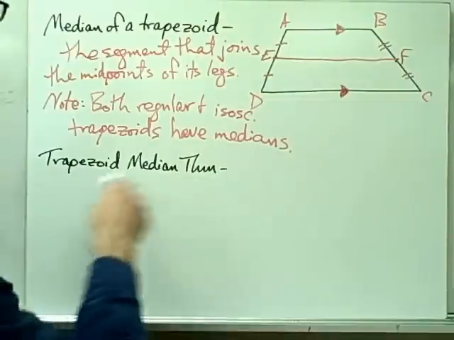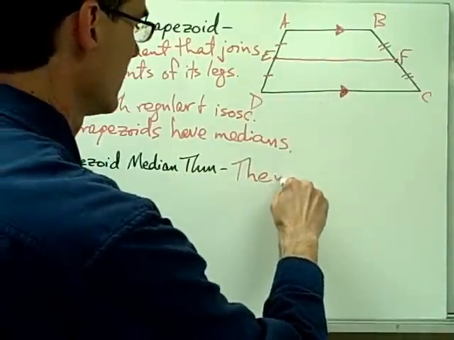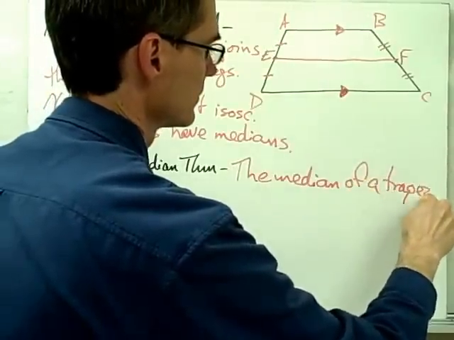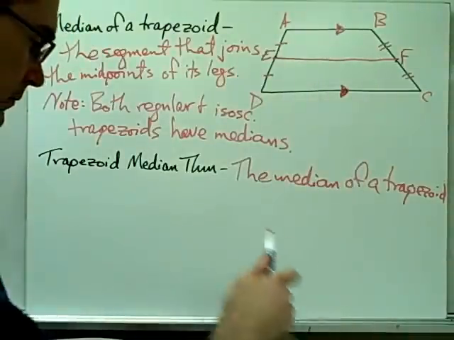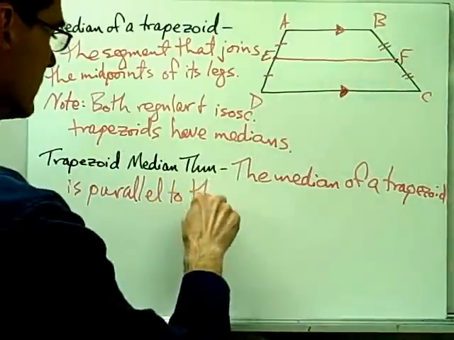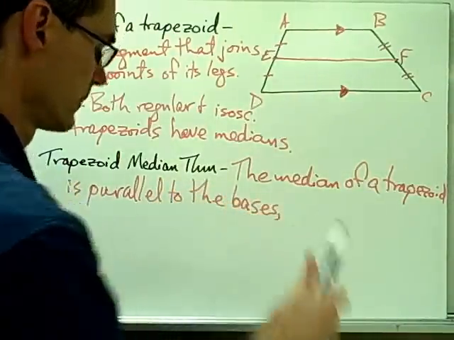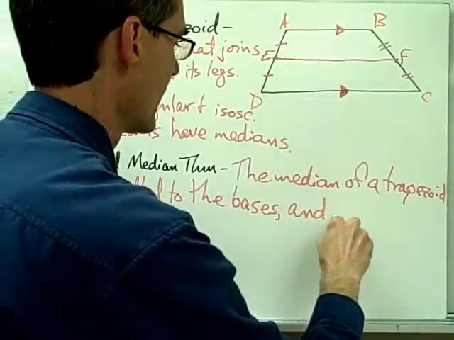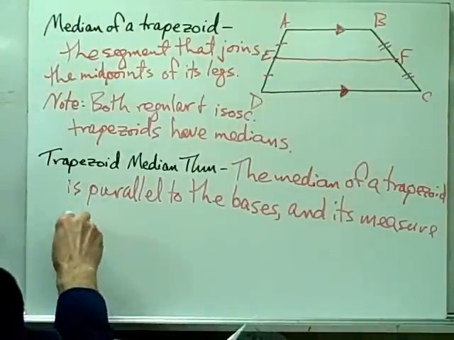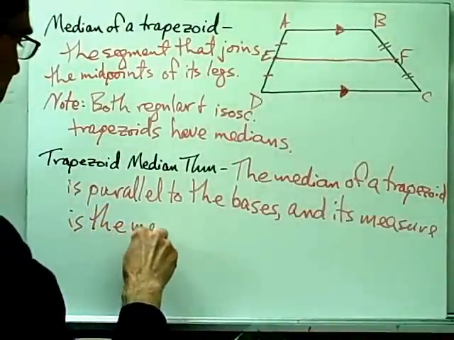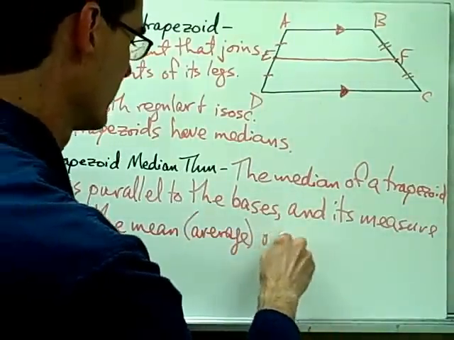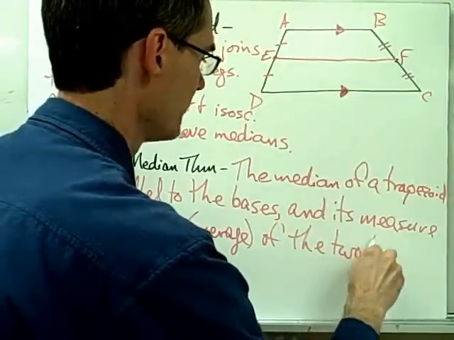of a trapezoid. The trapezoid median theorem says the median of a trapezoid is parallel to the bases and its measure is the mean, that is the average, of the two bases.